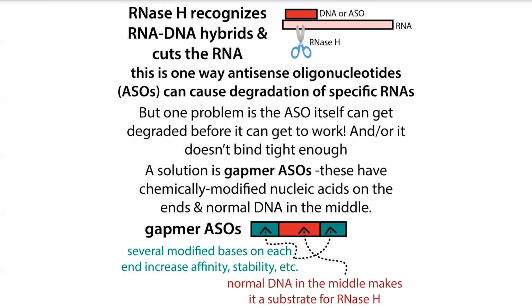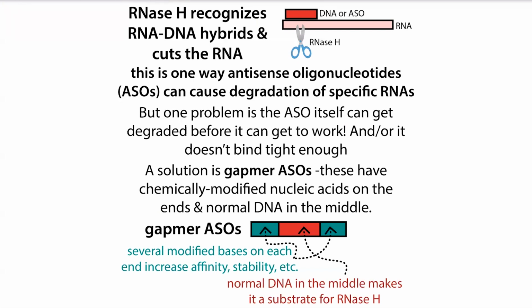And so if you have an ASO that has a DNA region and it binds to an RNA, like your messenger RNA, well, now it's going to be a substrate for RNase H. So basically, it's something that RNase H sees and it's like, ooh, that's an RNA-DNA hybrid, and I'm going to cut it. And if the RNase H cuts it, now that mRNA can get degraded. Those exonucleases, those things that chew from the end, can take over, and you can get this sequence degraded.